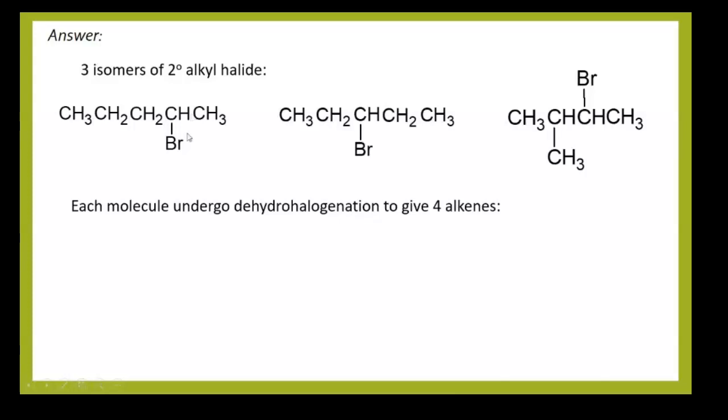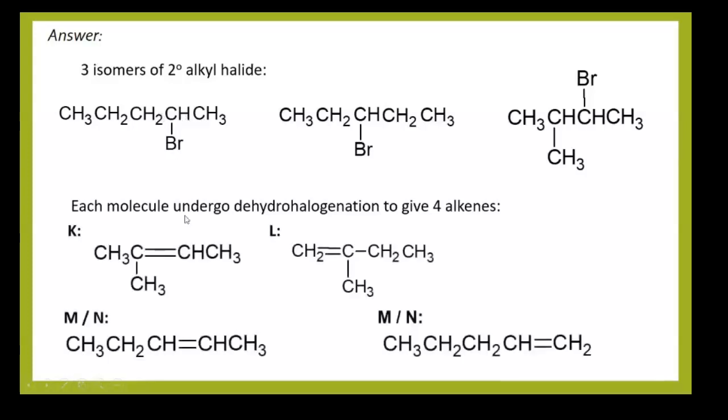Dehydrohalogenation, we eliminate HX, and now HBr. So for the first isomer, when we eliminate HBr, we will form a double bond here or we can form a double bond here. So because of that, we have 2 products. This one is also the same. So the product of dehydrohalogenation for the first isomer and second isomer is the same because it's a straight chain of 5 carbons. And then this third isomer of secondary alkyl halide can produce 2 products.